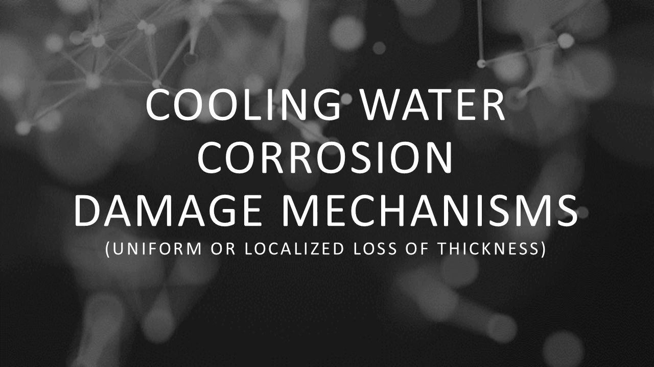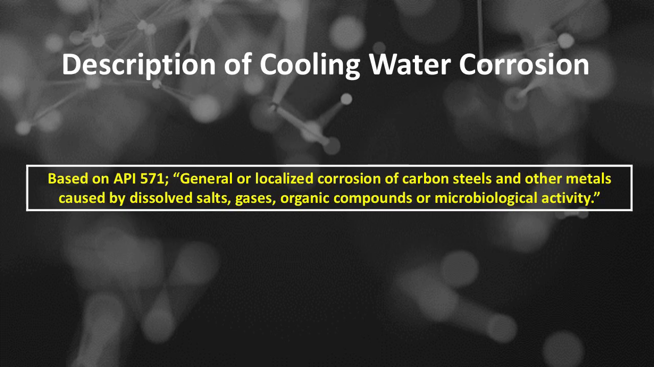Cooling water corrosion damage mechanisms as a part of uniform or localized loss of thickness. Cooling water corrosion description based on API 571: general or localized corrosion of carbon steels and other metals caused by dissolved salts, gases, organic compounds or microbiological activity.